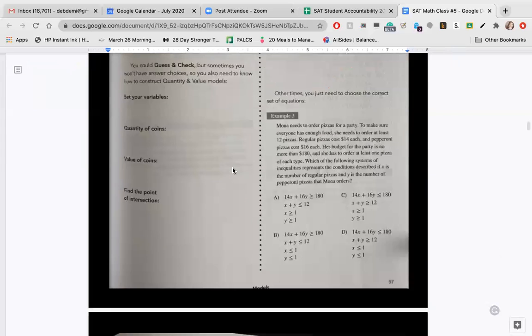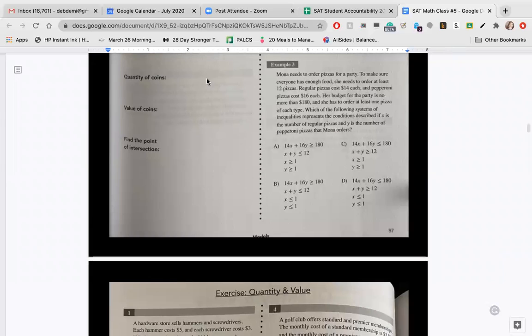Okay, so let's go down into this one. We'll show you some shortcuts, but do your best right now and figure out which one it is.